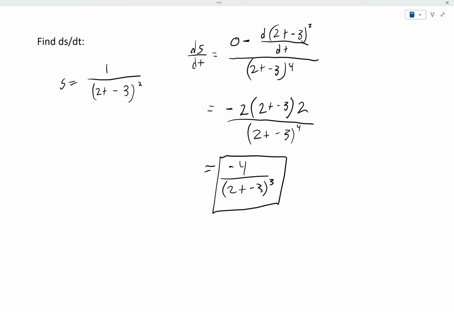So as you can see, we just applied quotient rule, chain rule, power rule, all those different rules, and we were able to work through it in an order that makes sense and finally get down to our final answer here.